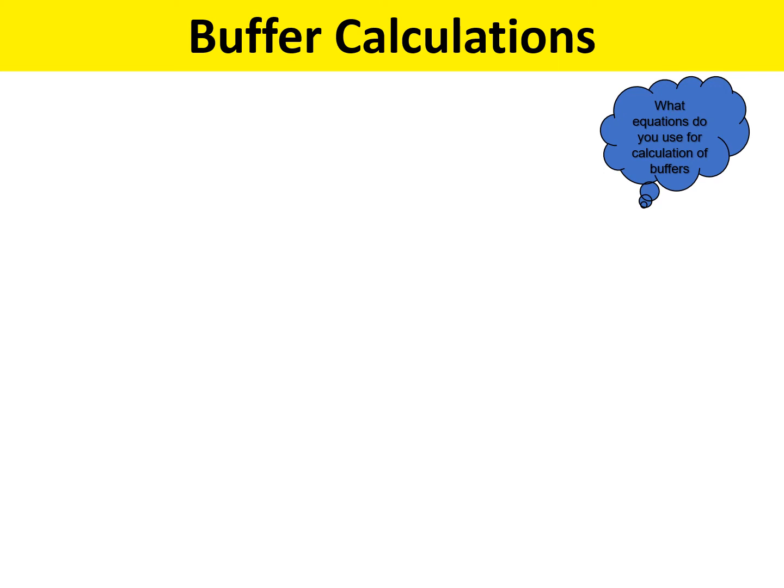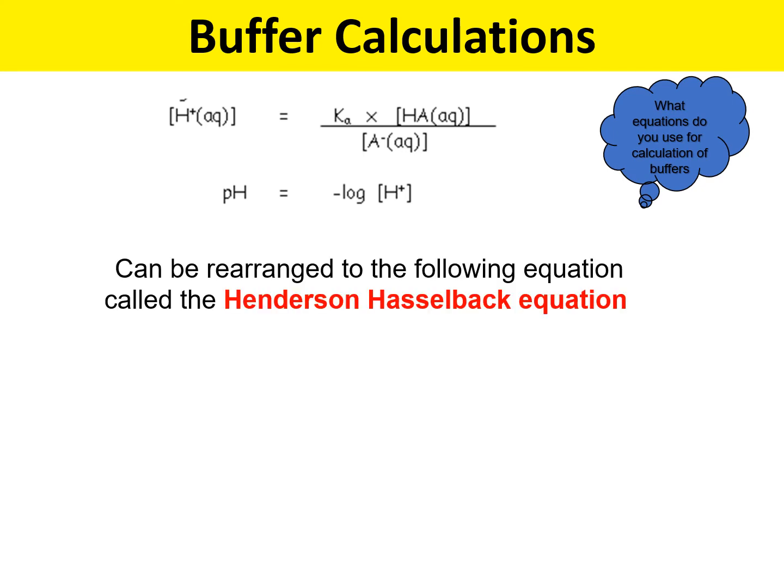Buffer calculations. We're going to use two equations that we met in the previous video. Our pH for strong acid equation and also our Ka equation. We can combine those two equations together and we can create a new equation called the Henderson-Hasselbalch equation, which looks like this. When you're doing buffer calculations, you can use either set of equations, either the two on the top of the slide or the Henderson-Hasselbalch, and you will get the same answer in both cases.